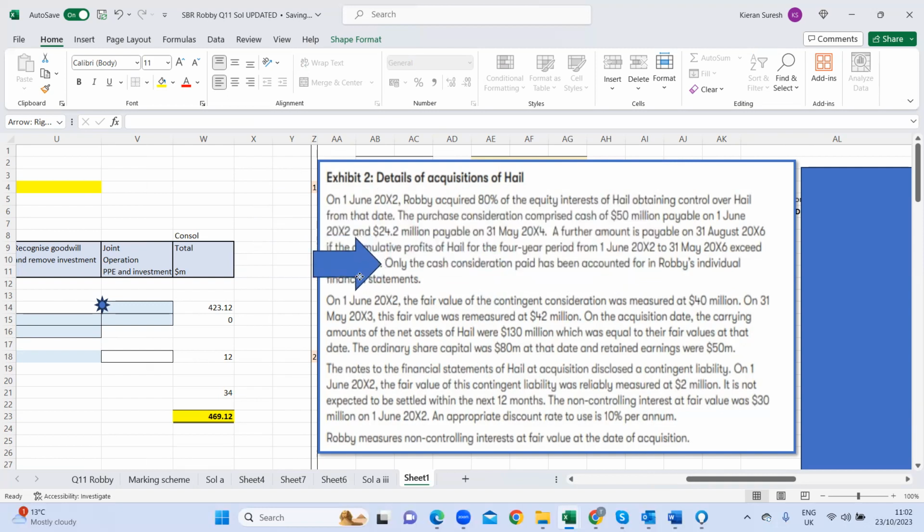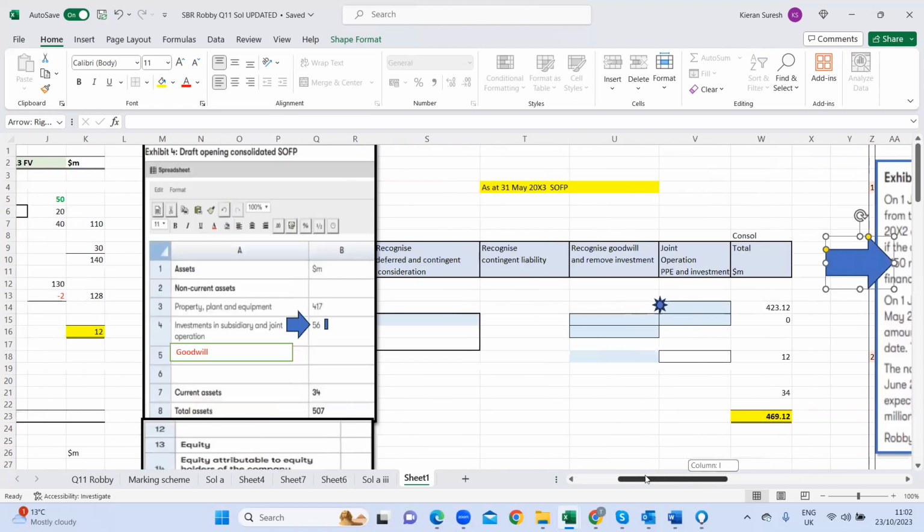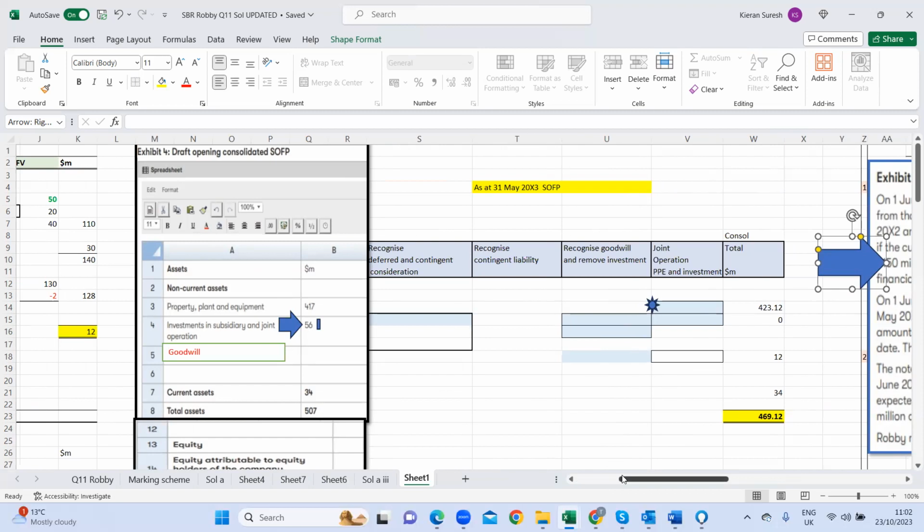So this is the key line: only the cash consideration paid has been accounted for in Robby's individual financial statement. So only this 50 million has been accounted for. If I come back to the balance sheet, you can see the double entry. When a parent company invests in a subsidiary in its individual financial statement, giving cash, cash is credited. Because they have paid that 50 million, cash is credited 50 million, and the debit goes to the investment in subsidiaries account. That's why this 50 million is there.